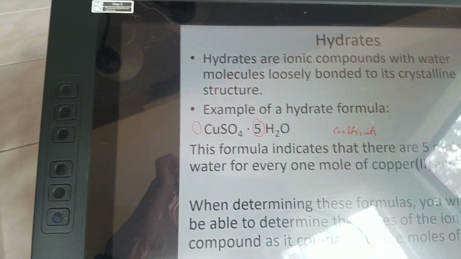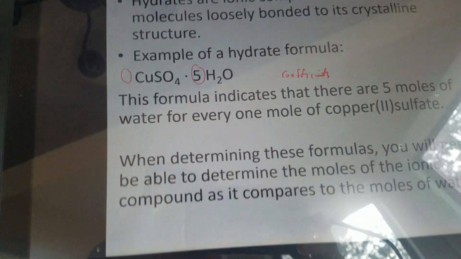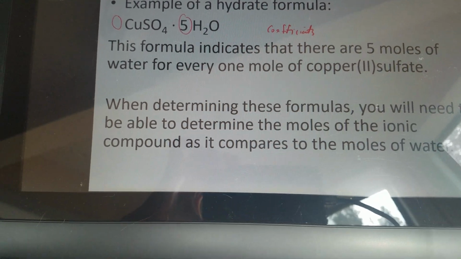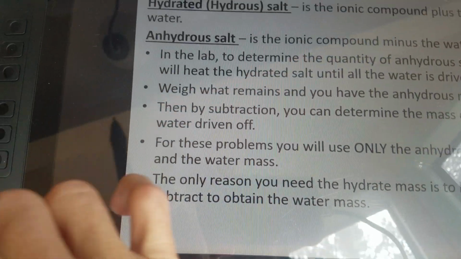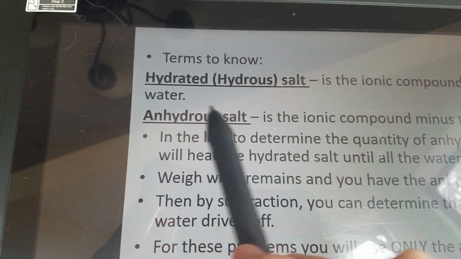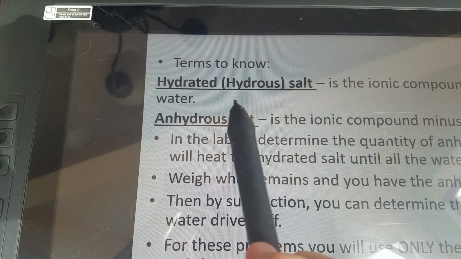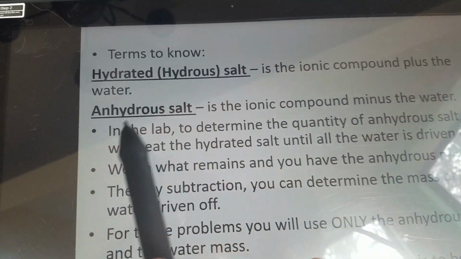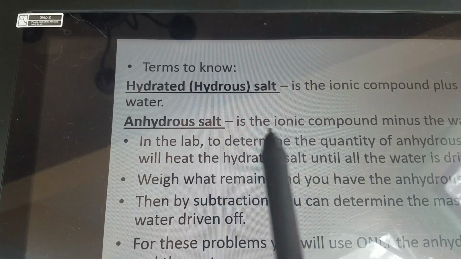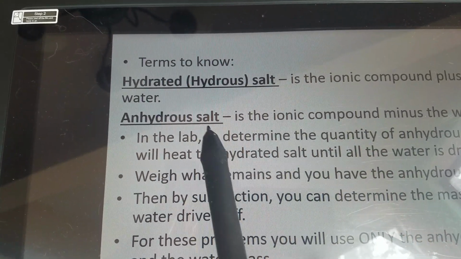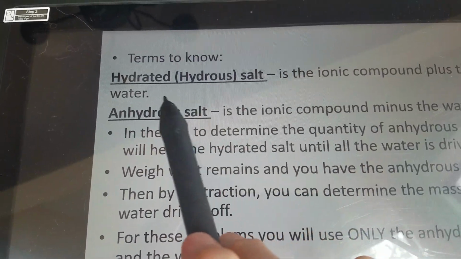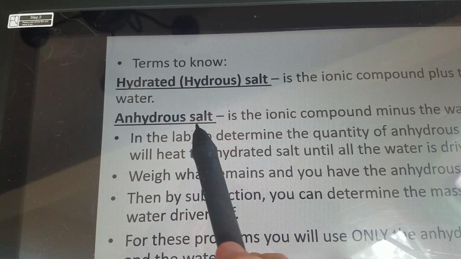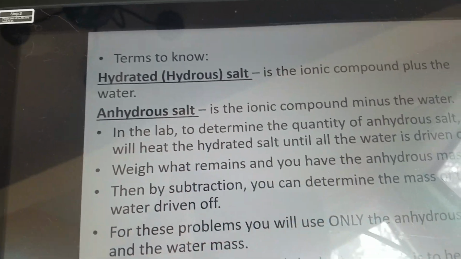So what you're going to be doing is comparing the moles of the ionic part of the compound with the moles of water. You can read all this a little bit later on, but these are the two main words you're going to be looking at. Your hydrated salt or your hydrous salt is the salt that contains the water. The anhydrous salt is the part without the water. So basically you'll be given these two values, the value of the hydrated salt and the value of the anhydrous salt, and if you subtract these two, that'll tell you how much water is present.